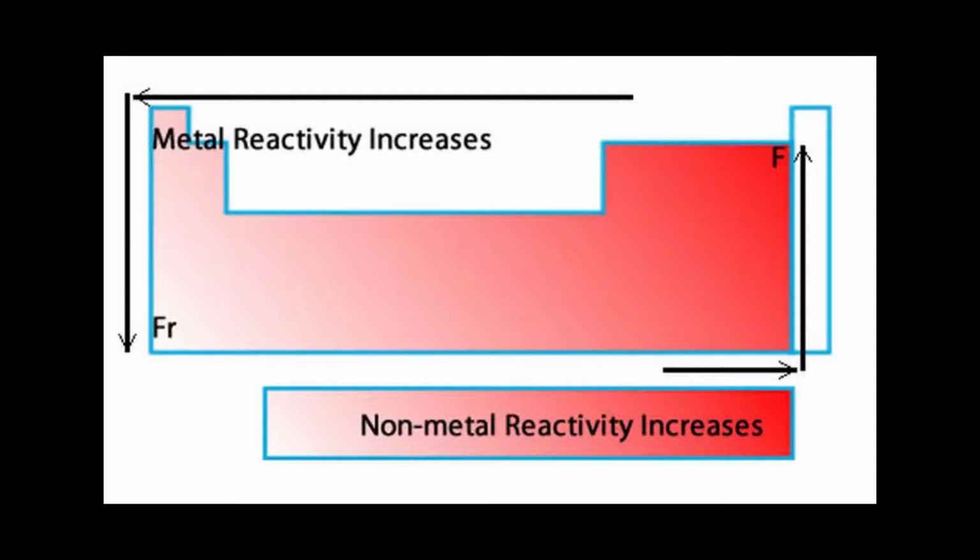So metals will be more reactive at the bottom of your group and the further left you are, whereas the further right you are for a nonmetal and the further at the top of the group you are, the more reactive you'll be for a nonmetal. So in terms of your most reactive elements, francium is the most reactive metal because it is further down and to the left, whereas fluorine is the most reactive nonmetal because it is further up and the farthest right.